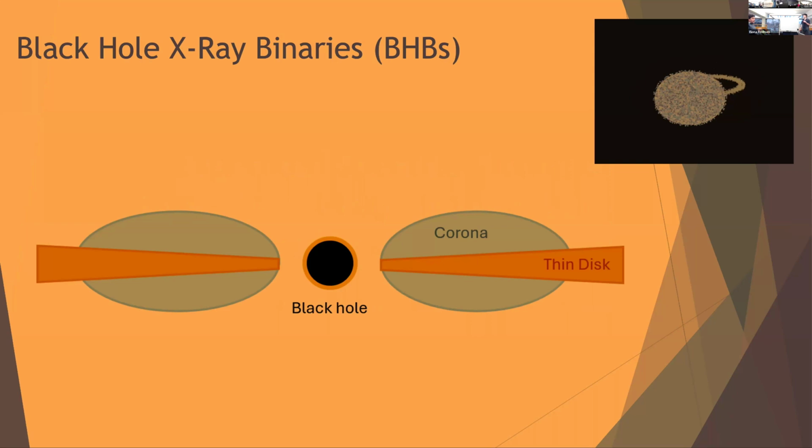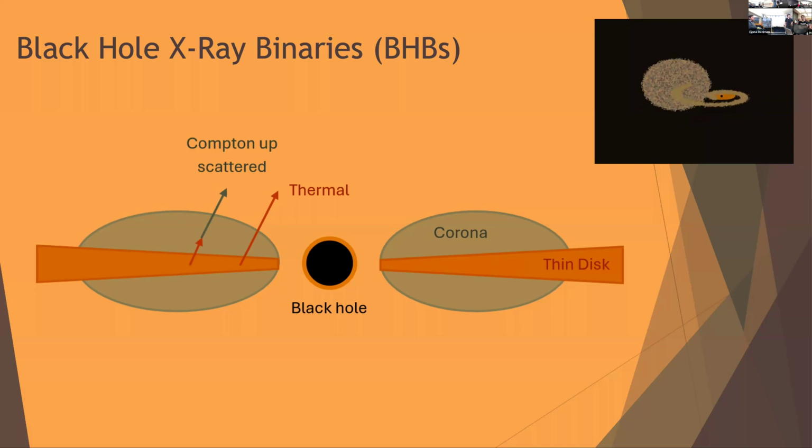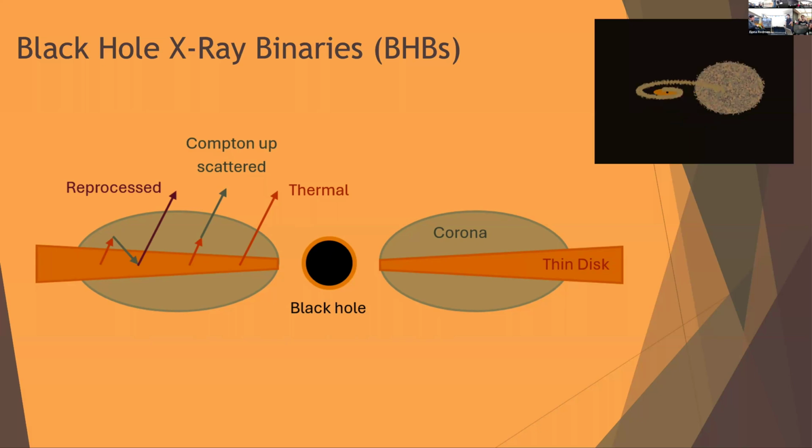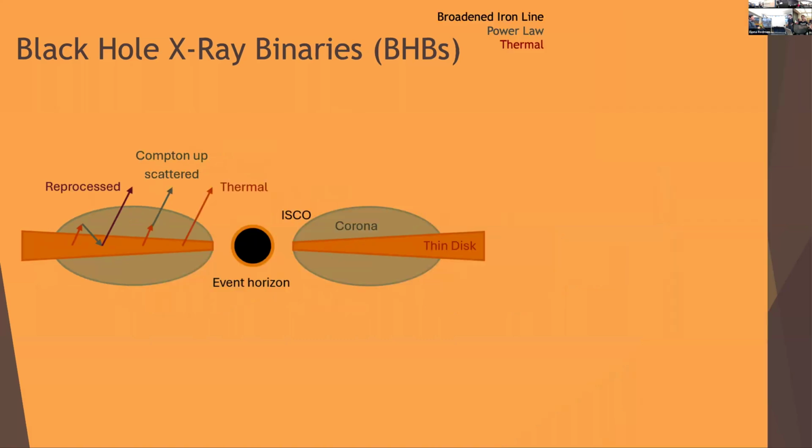So there are 3 main emission mechanisms going on in the system. There's thermal emission from the particles in orbit in the thin disk, releasing gravitational potential energy as thermal emission. These thermal photons also get Compton upscattered in the corona. And then finally, some of these Compton upscattered photons also get reprocessed in the thin disk. And we can then study the spectra produced by these types of emissions.